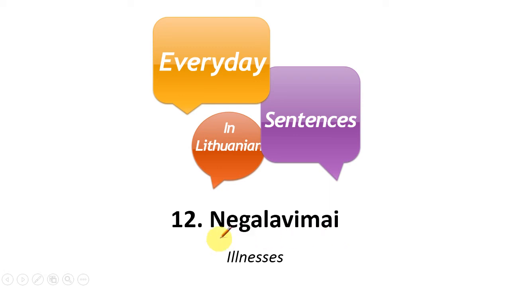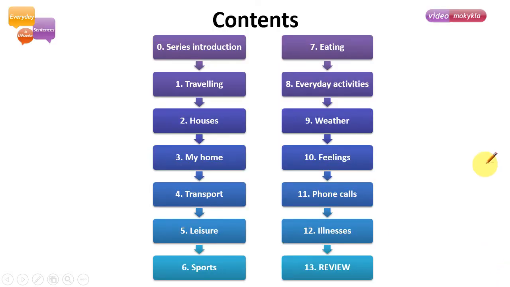Negalavimai. Illnesses. These negalavimai are illnesses. They are not diseases. Diseases would be ligos, and illnesses are negalavimai. Some minor problems. Well, probably not minor, but, you know, some kind of illnesses. So today we'll learn some sentences about illnesses, about health, about diseases and other problems related with health.